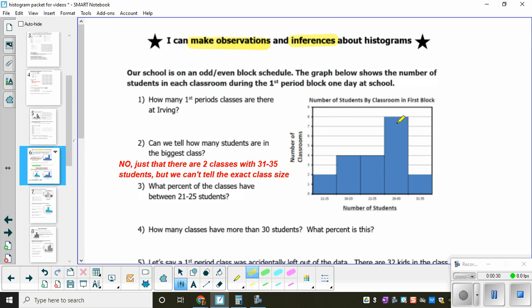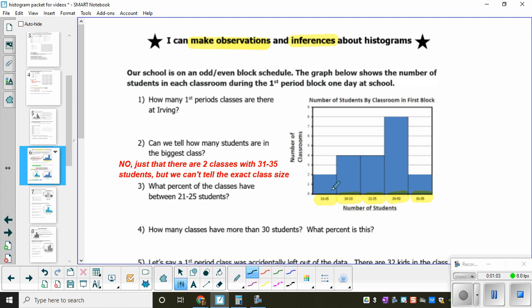So we're going to dive on in with this first example. As you know, our school is on an odd-even block schedule. The graph below shows the number of students in each classroom during the first period block one day at school. On our x-axis, we have the number of students, broken down into intervals. And then here we have the height, which shows the frequency, or the number of classrooms that have a certain number of students. The very first question asks how many first period classes there are at Irving.